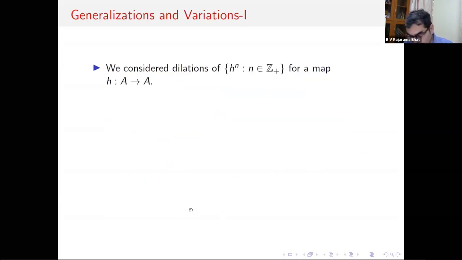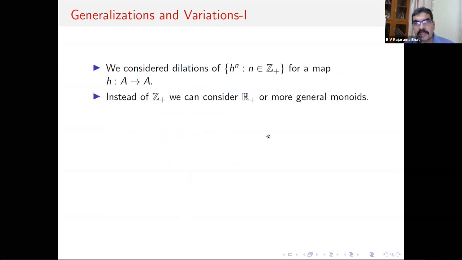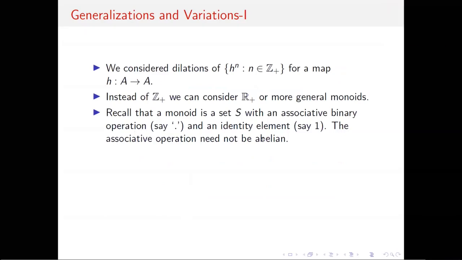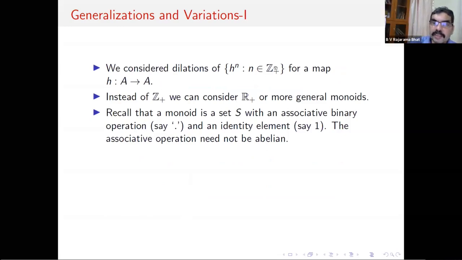Now I will just spend 2 minutes on generalization and variations. We consider derivations for a map with n belonging to Z plus. Instead of Z plus, we can consider R plus or a general monoid. May I take 5 minutes more? Yeah, sure, sir. Okay, just 5 minutes. So instead of Z plus, I can take R plus or a more general semigroup, what is known as a monoid. A monoid has an associative binary operation on S with an identity element.